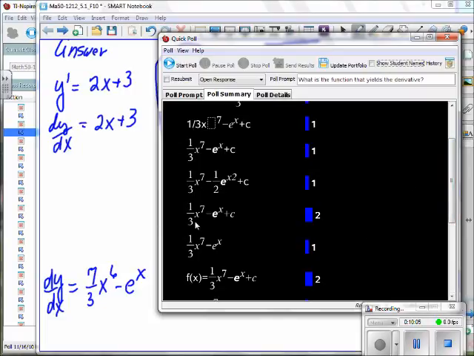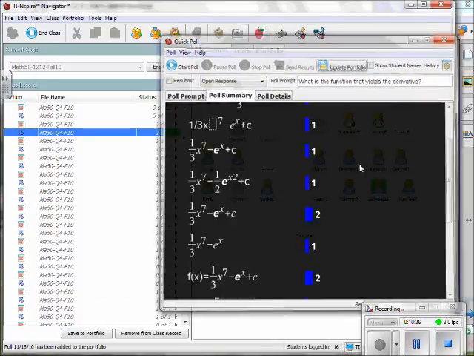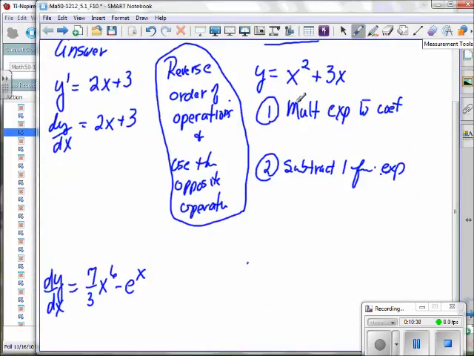Okay, so we got a lot of people who have that part right, and now I don't know why it didn't count these two correctly. Oh, because there's two different kinds of c's here too. Interesting. I'm not sure, I never noticed that before. But if we have 1/3 x to the 7th minus e to the x plus c, we should be okay with that. Okay, we'll update the portfolio. Now, let's go back and look at this.